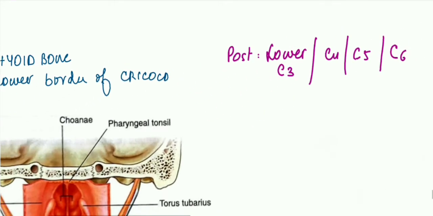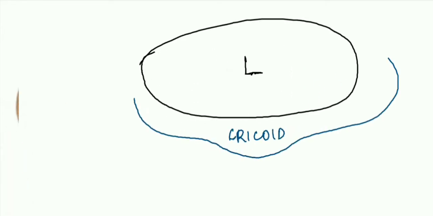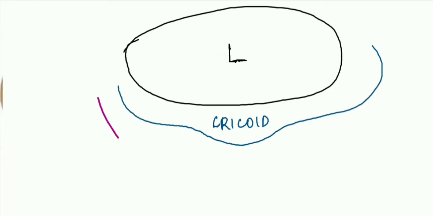What lies anterior to this? Technically it is the larynx. However, the cricoid cartilage results in a bulge, hence altering the shape of the hypopharynx.